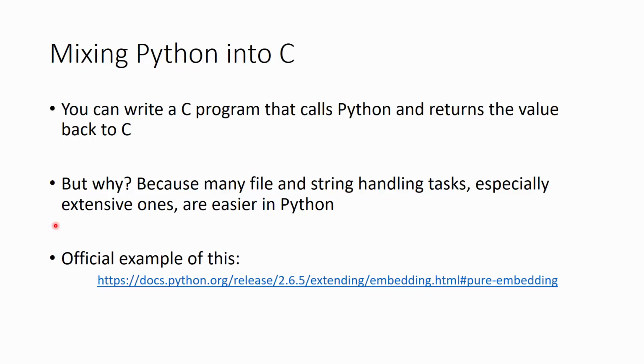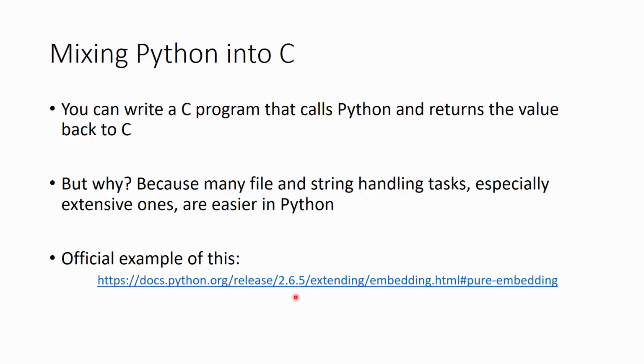So why would we want to do that if C is the fast language? The reason would be because string manipulation can be so painful in C that for managing that and opening up files and writing to them, maybe we just want to do that in Python instead and then get the value back into C.